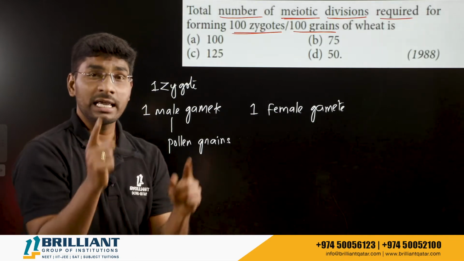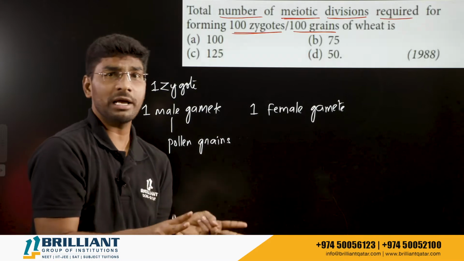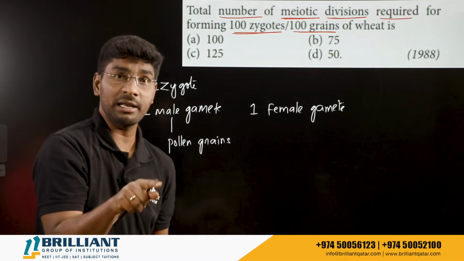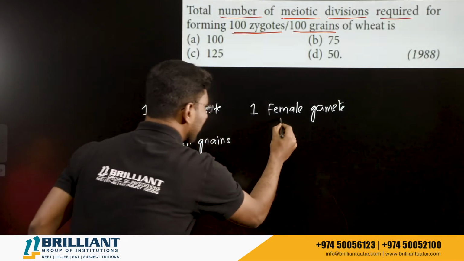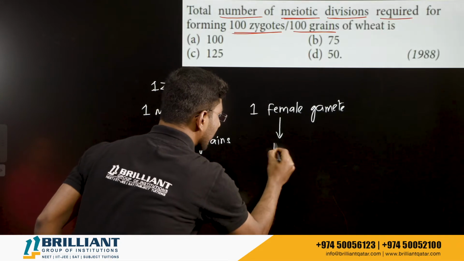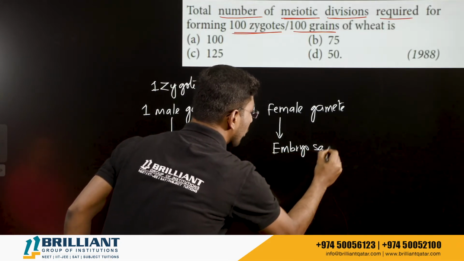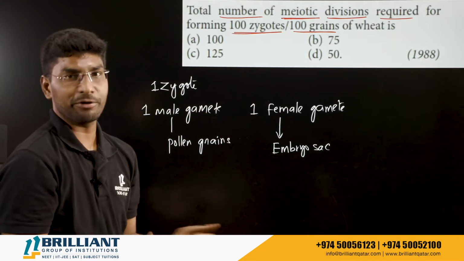You got my point. Each pollen grain will give two male gametes, but only one male gamete participates in the fertilization, right? The second male gamete participates in the endosperm formation. Keep that in mind. Now the female gamete comes from the embryo sac. The embryo sac is called the female gametophyte, and the pollen grain is called the male gametophyte.